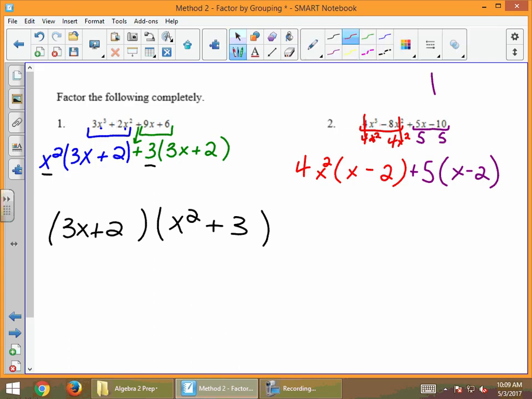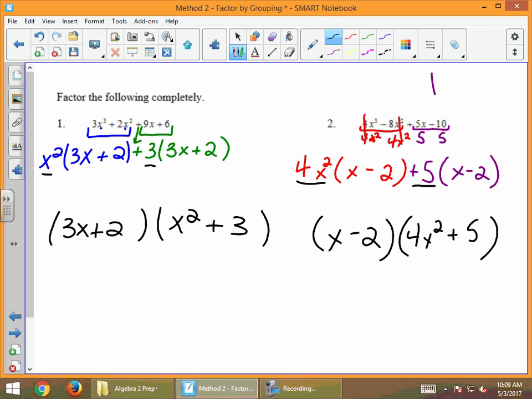One last step. I need to put them together. I like to say this: the duplicates. Which ones are the same? Some people want to write x minus 2 twice. Don't. We're just writing it one time. It's like a pair, like a buddy coming out. So x minus 2 is my duplicate. And now I have the leftovers. What's left over? It's going to be 4x squared plus 5.